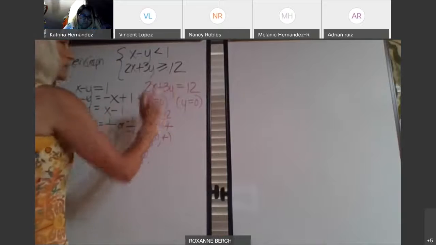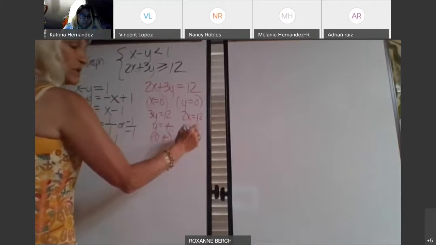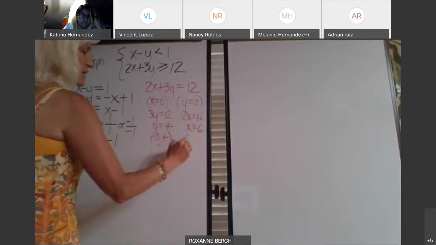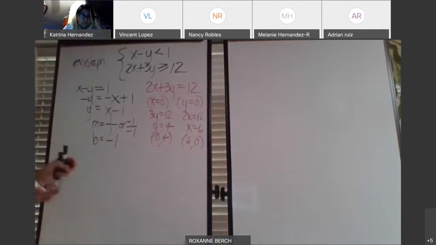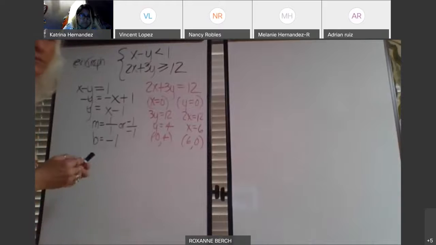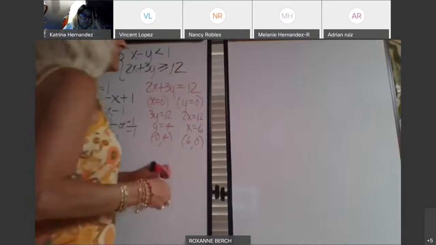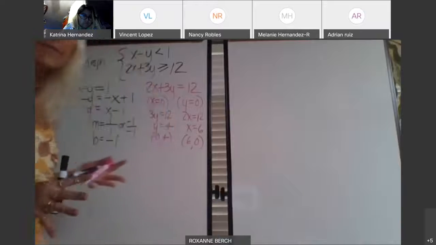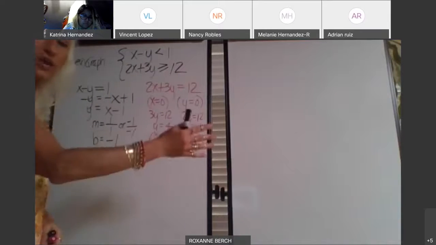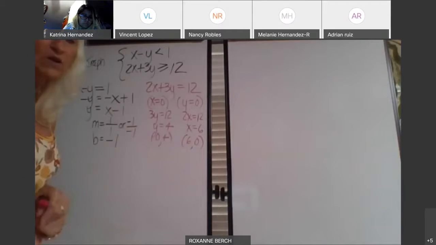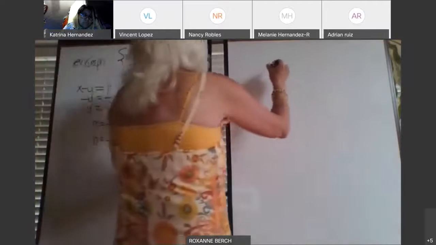Over here, when you set y equal to 0, you get 2x is equal to 12. Divide by 2, x is equal to 6. So 6, 0. Okay, now, what I just showed you was the quickest graphs. All right, so now basically what's happening here is we have a black graph and we have a pink graph, and we're superimposing them on each other. So let's do the black graph first.